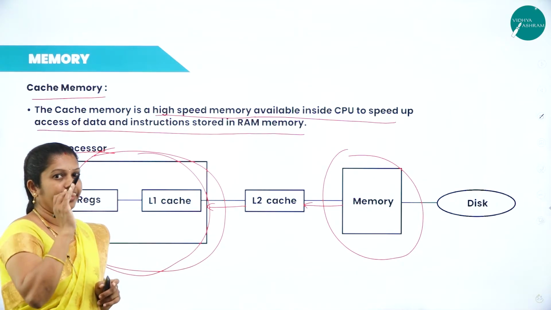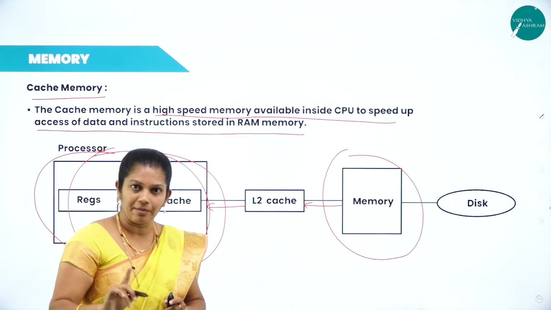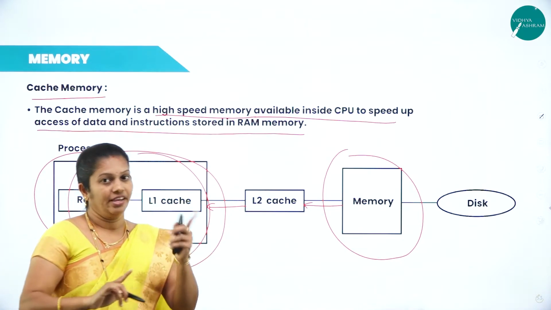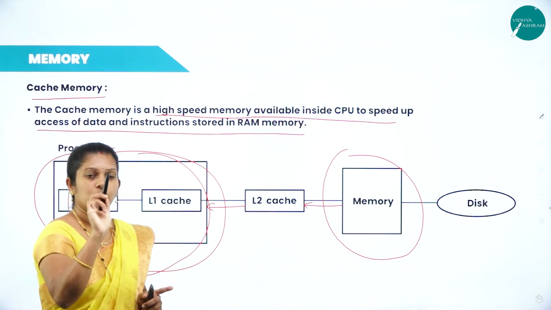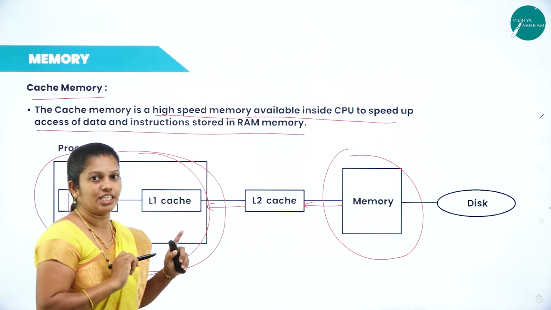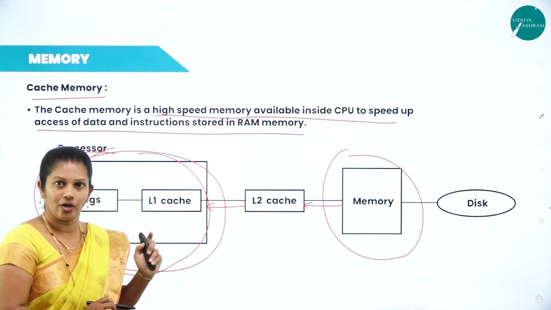Now is it clear? The difference between cache memory as well as register. Register is also high speed memory. Cache memory is also a high speed memory. But in register, it stores intermediate data. Whereas in cache memory, it stores the recent data which we have transferred to the processor. Okay, now is it clear?